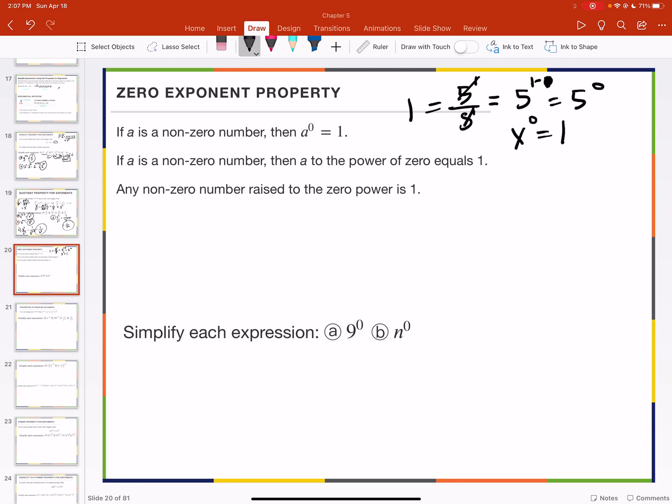Okay, so let's see here. Let's say we have 9 to the 0 power, 1. B, n to the 0 power, 1. Not too bad.